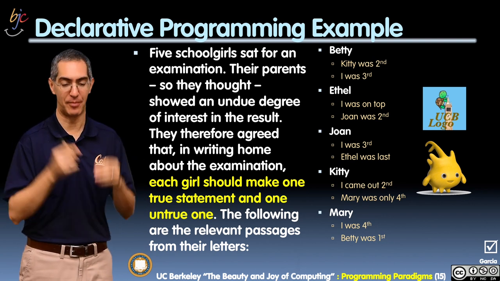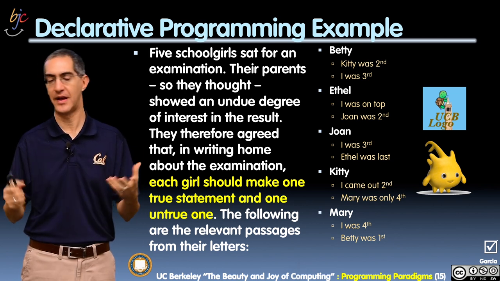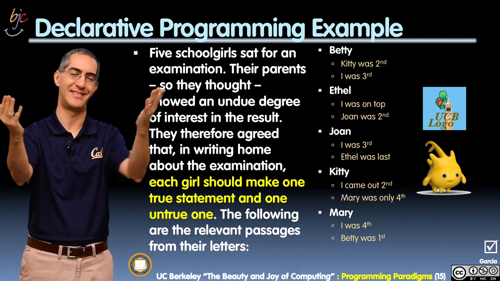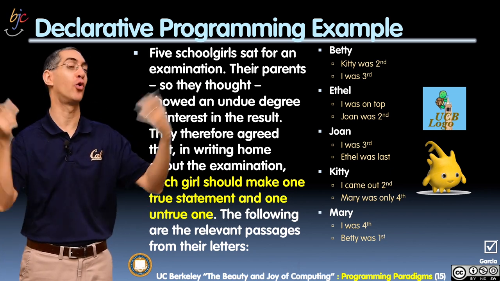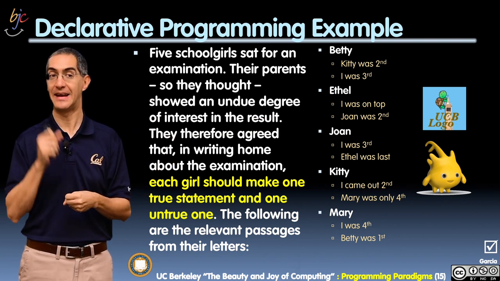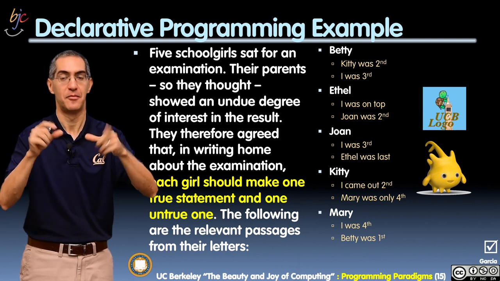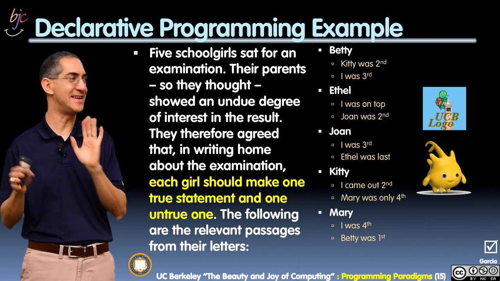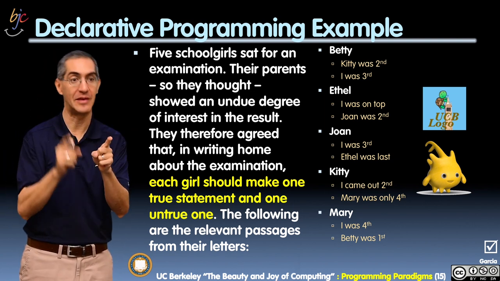So here's a great example. Five schoolgirls take this examination. It's like a race. It's less of an example, it's a race. And so there's a ranking to the scores they got in the examination or the times on their race. And each girl doesn't want to reveal the exact place they are, so they say one true statement, one false statement, just to be clever about it. So each girl says one true statement, one false statement.